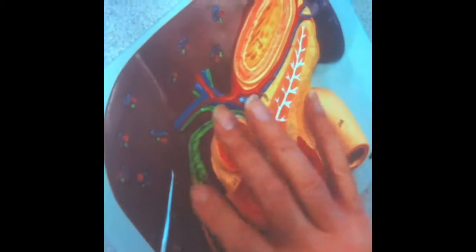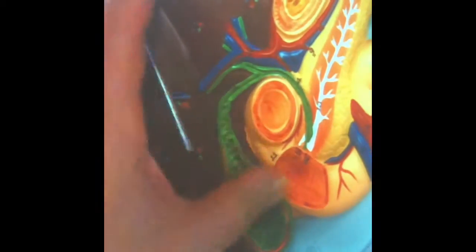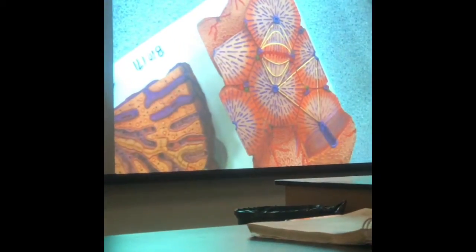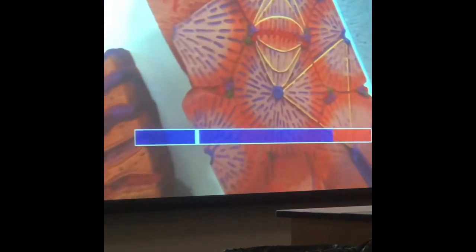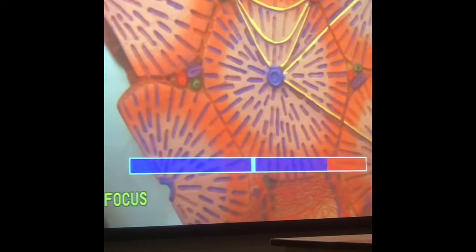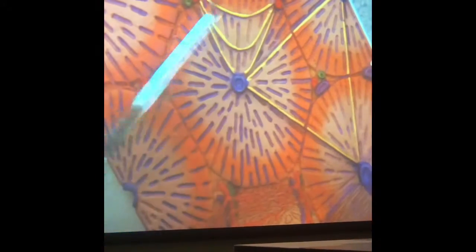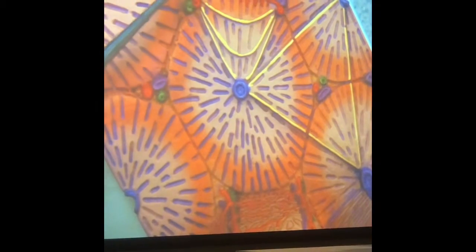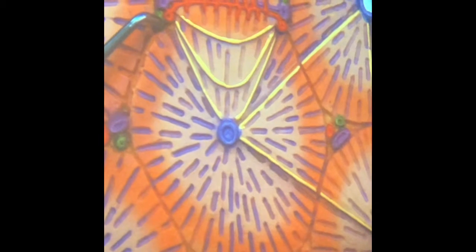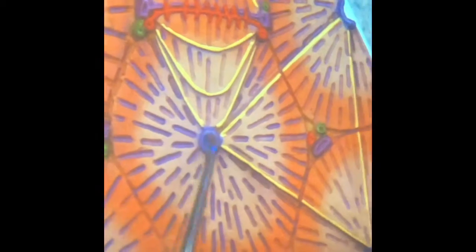So the functional unit of the liver is seen as these hexagonal lobules. So here is a hexagonal lobule. At the corner of each lobule, there are three structures. The venous structure is the hepatic portal venule. This is the hepatic arterial. And this here is a bile duct. Those are the three structures found at the corners of the hexagons. In the center is the central vein.